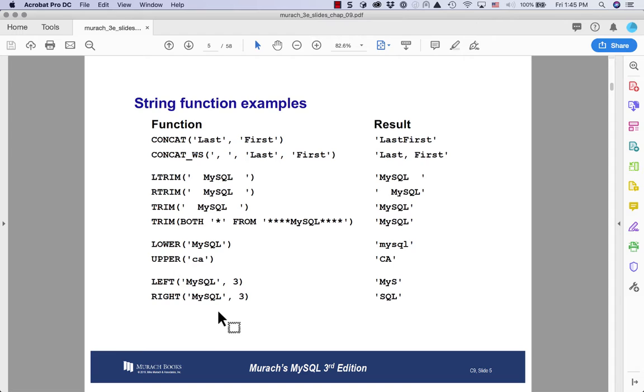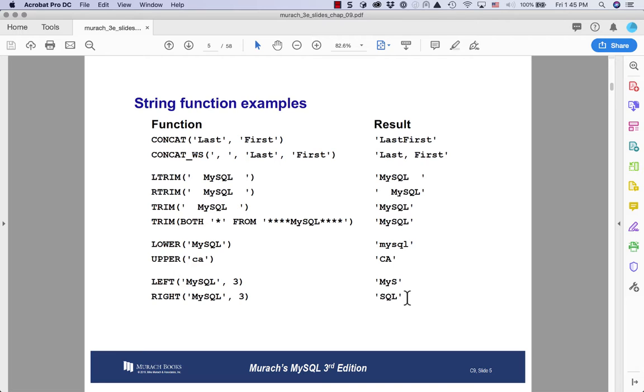There are times when we just want the left part or the right part of a string. So we want a substring, okay, that starts from the left, or a substring that starts from the right. So if we say left, MySQL, and then three, we'll get the left three characters of MySQL. And if we say right, MySQL, and three, we'll get the right three characters of MySQL.